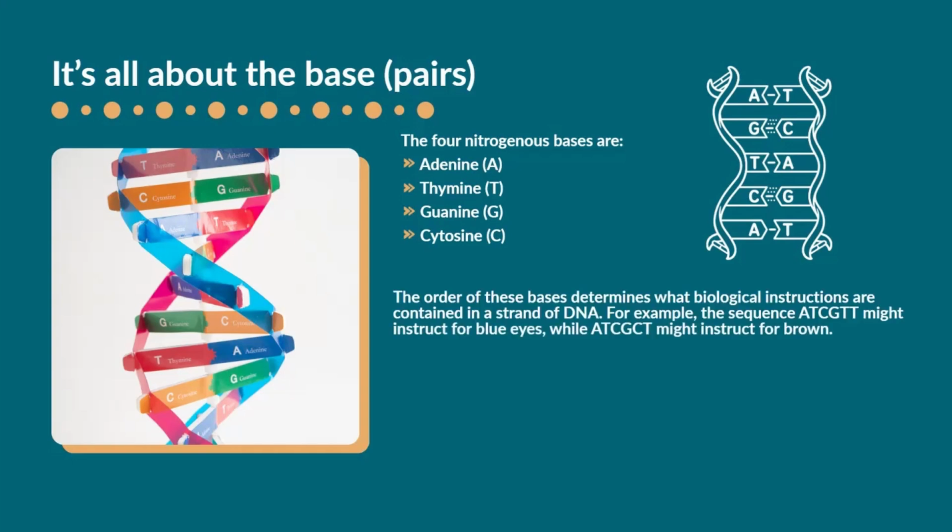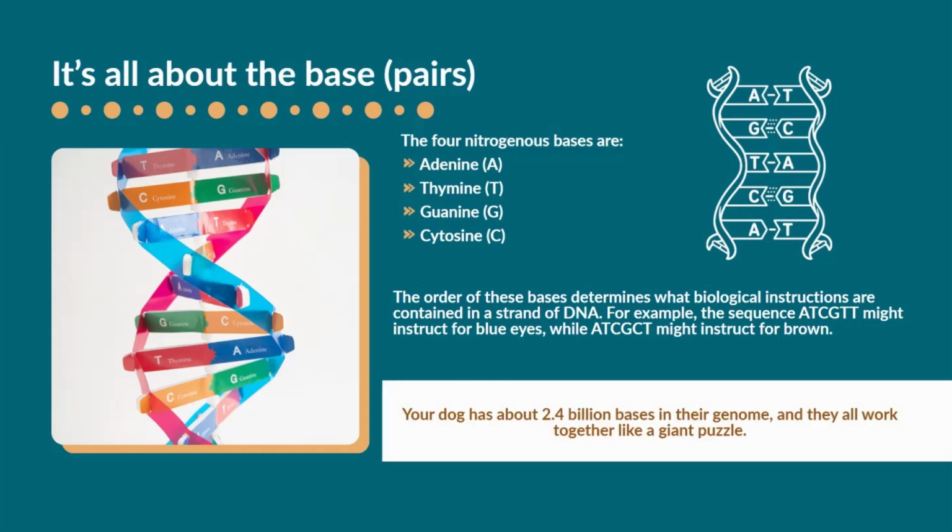The order of these bases determines what biological instructions are contained in a strand of DNA. For example, the sequence ATCGTT might instruct for blue eyes, while ATCGCT might instruct for brown. Your dog has about 2.4 billion bases in their genome, and they all work together like a giant puzzle.